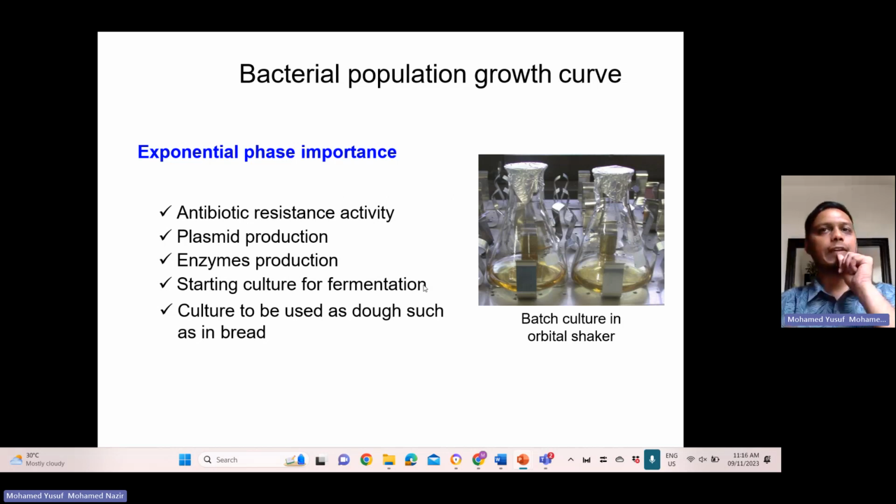So if you are interested in producing culture in a fermentation process, your seed culture should be taken from the exponential phase. It is also good to be used as a dough culture for bread production. We call it a starter culture. At this phase, most of the microbes are in the active, actively growing form, so the time taken for the dough to rise will be faster.